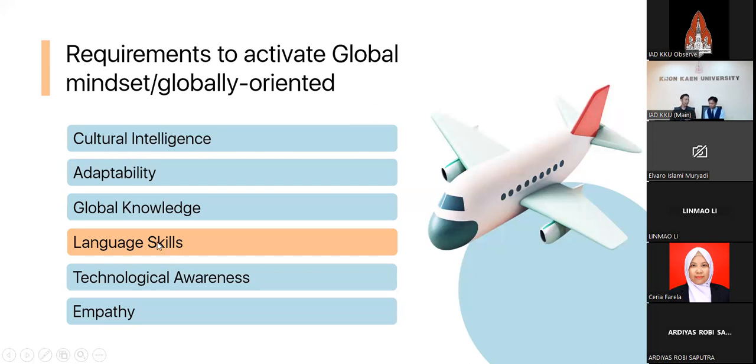Therefore, I highlight this one, language skills. Later on, I will give you tips on how you can build or develop your language skills. And technological awareness. So what do you think about the technological awareness that we need to have here?